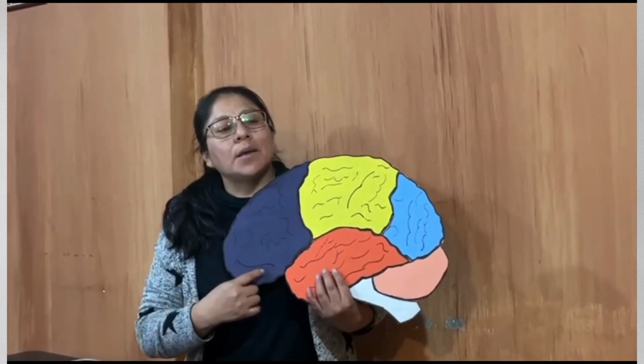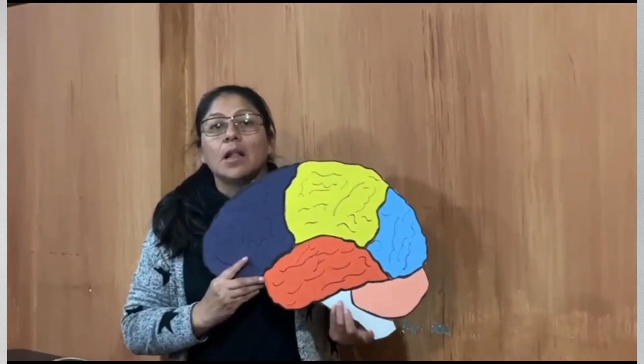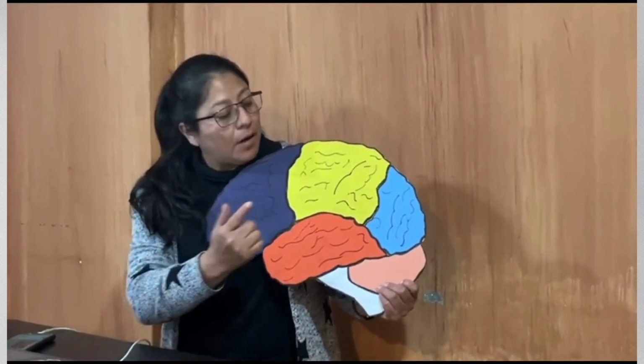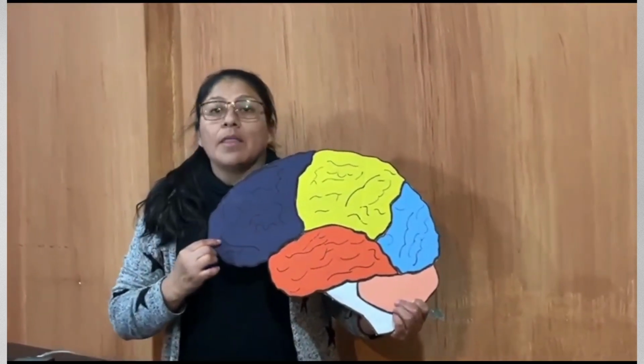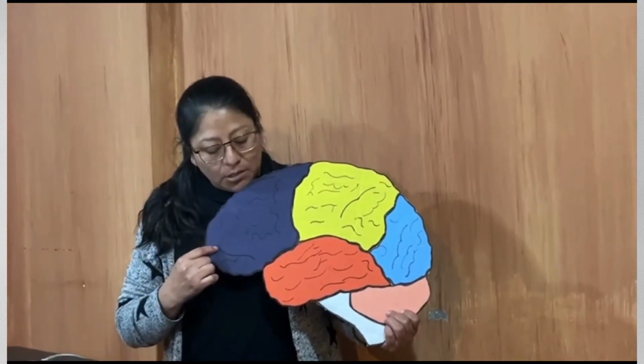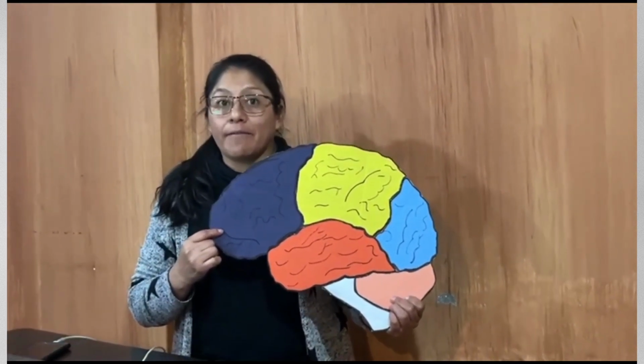My name is Ivana, and we are going to learn about brain lobes. The brain is separated into four parts: lobes. Frontal lobe, parietal lobe, temporal lobe, and occipital lobe.